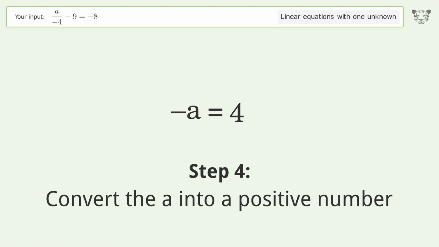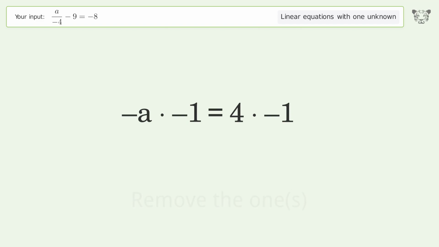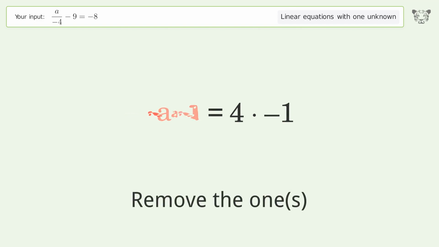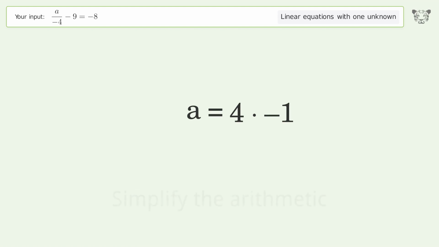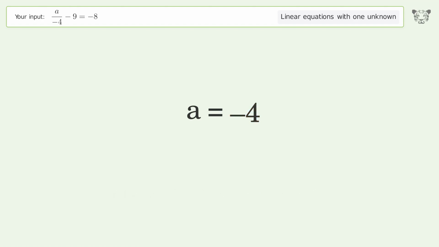Convert the a into a positive number. Multiply both sides by -1. Remove the ones. Simplify the arithmetic. And so the final result is a equals -4.